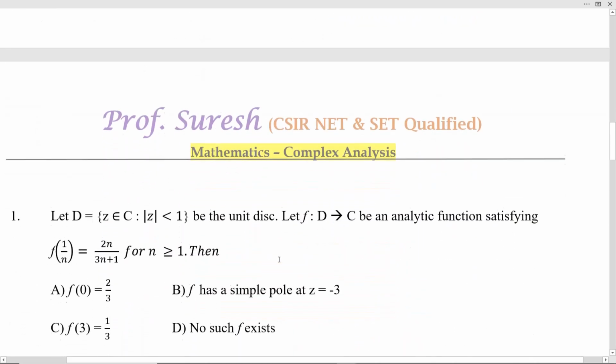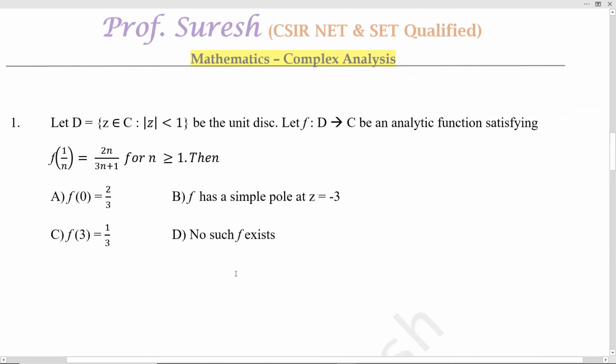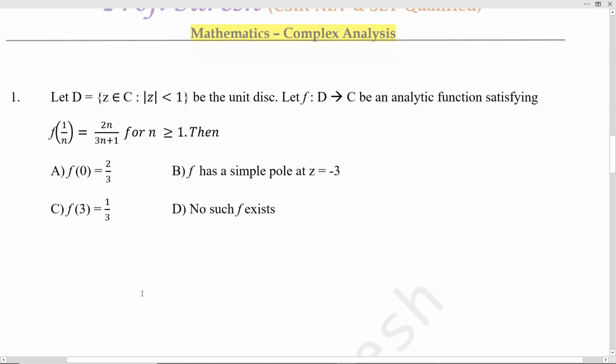See the question. This type is also very important, repeatedly asked. Let D be the set of all z such that modulus of z is less than 1. This is called the unit disk. Let f from D to C, where C means the set of complex numbers, be an analytic function satisfying f of 1 by n equal to 2n by 3n plus 1 for n greater than or equal to 1. Then, what about these options?